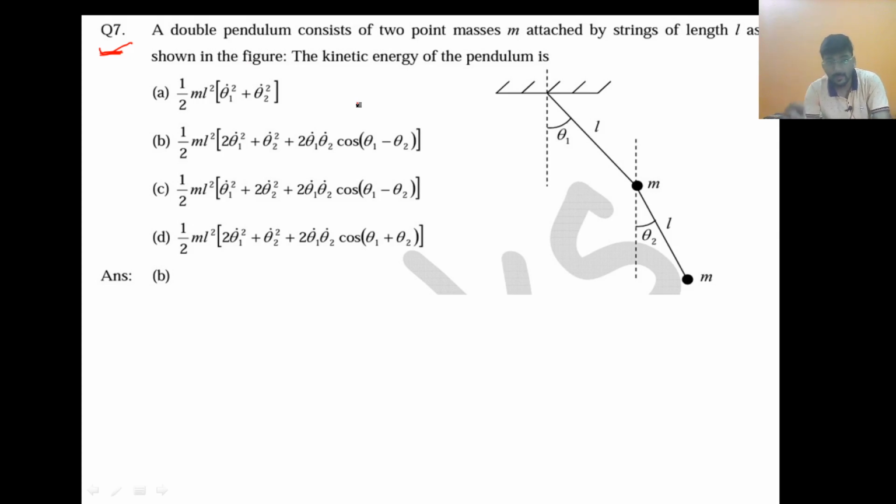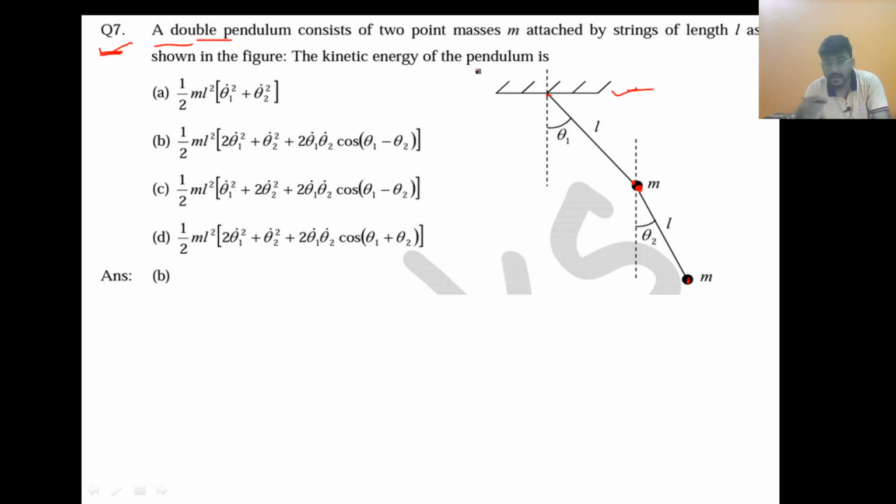And here the question is, a double pendulum consists of 2 point masses M attached by a string of length L as shown in the figure. You can see from this figure that 2 point masses, one here and another here, are attached by strings of length L. This is one string from here to here, length L, and another string also of length L. The kinetic energy of the pendulum is, okay.